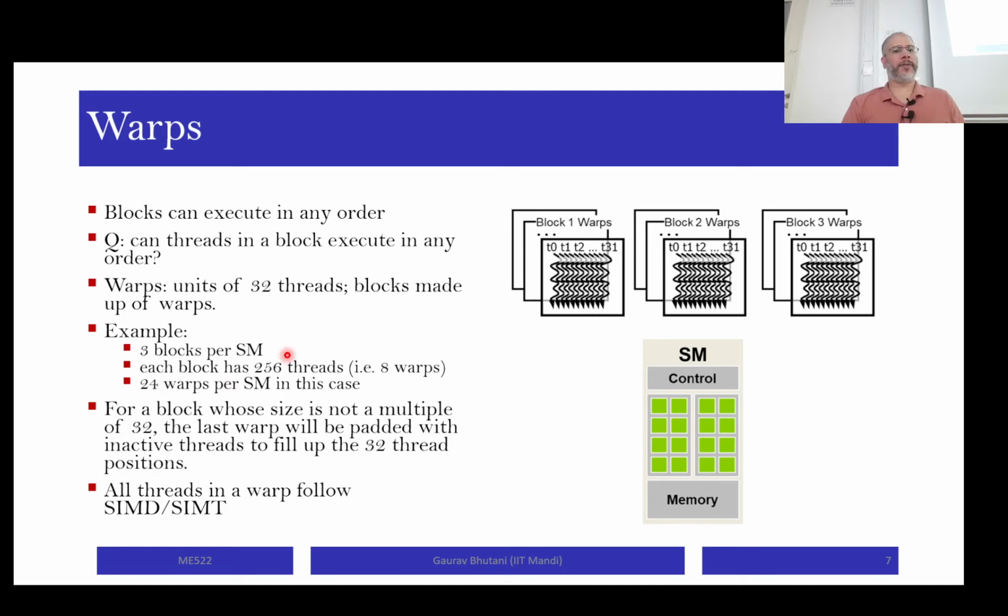Here is an example. If you have 3 blocks that are being sent to a given streaming multiprocessor and each block has 256 threads, that will be 8 warps in a block. Then we say that 24 warps are transferred to one streaming multiprocessor.